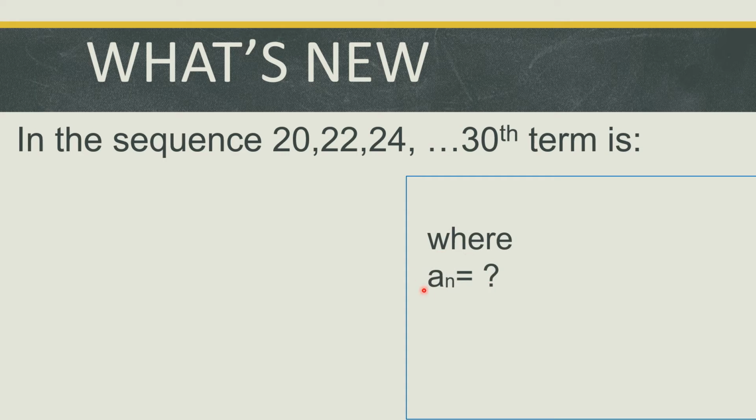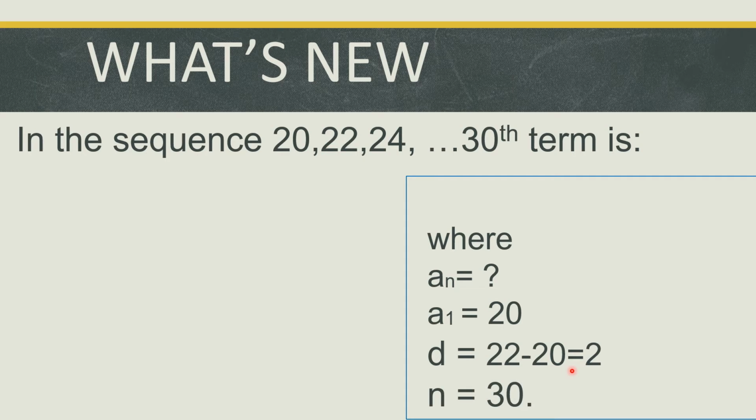We need to find a sub n, or the 30th term. Our a sub 1 is 20 because 20 is our first term. And d is 2. To get 2, we just subtract a sub 2 minus a sub 1, or a sub 3 minus a sub 2. And of course, the value of n is 30 because we need to find the 30th term.